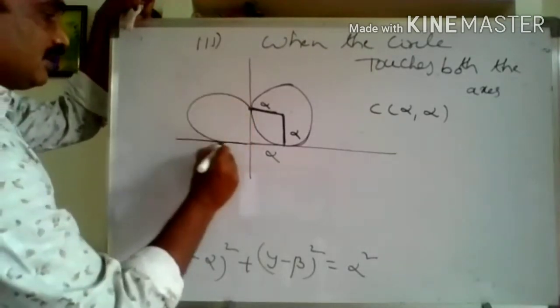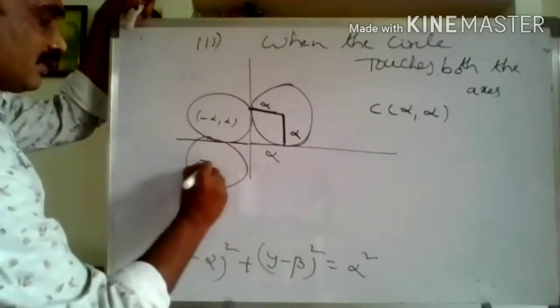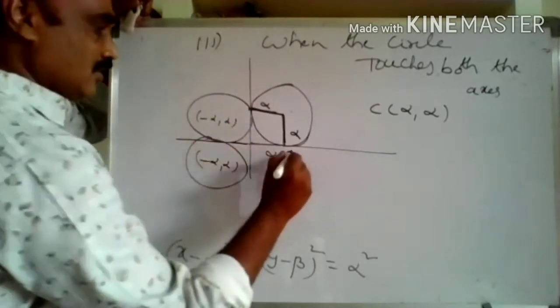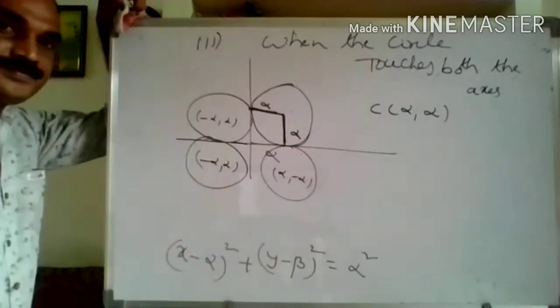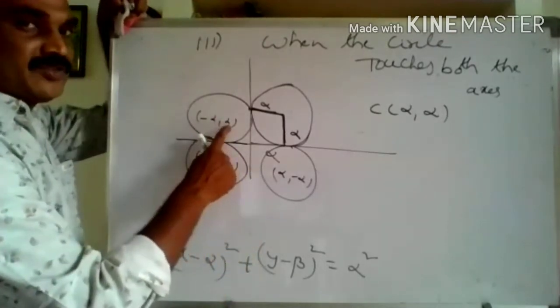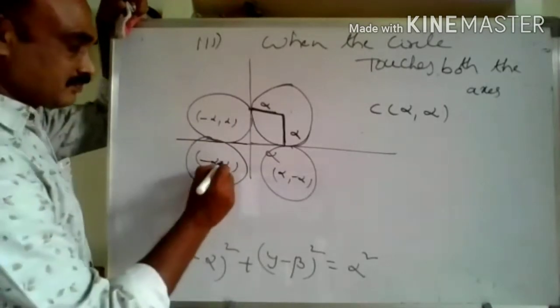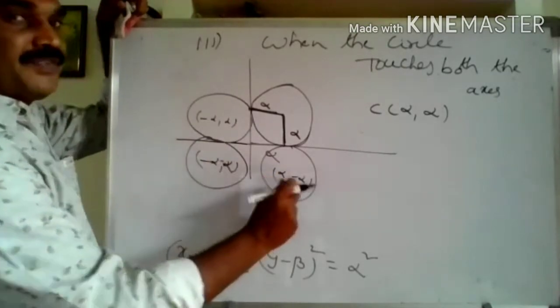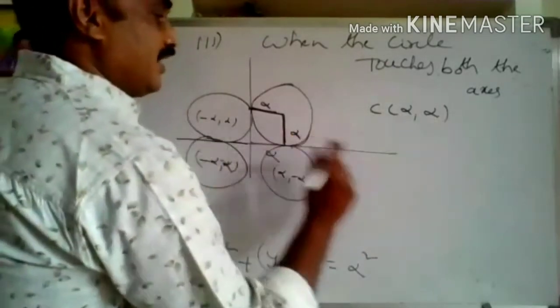Suppose second quadrant, center (minus alpha, alpha). Third quadrant, center (minus alpha, minus alpha). Fourth quadrant, center (alpha, minus alpha). The radius is alpha, only the center changes. Second quadrant: (minus alpha, alpha). Third quadrant: (minus alpha, minus alpha). Fourth quadrant: (alpha, minus alpha). Center (alpha, alpha), radius alpha.